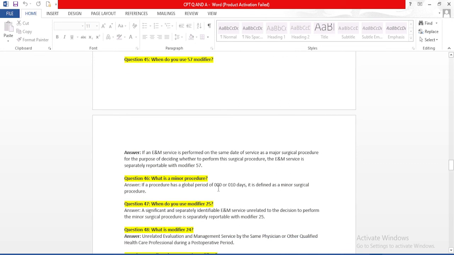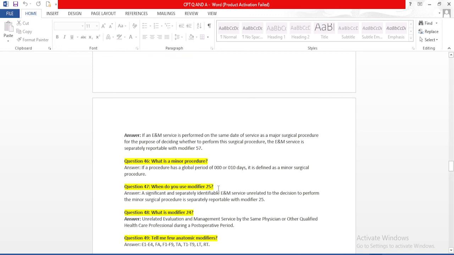So when do you use modifier 25? A significant and separately identifiable E&M service unrelated to the decision to perform the minor surgical procedure is separately reportable with modifier 25. What is modifier 24? Unrelated evaluation and management service by the same physician or other qualified healthcare professional during a postoperative period.